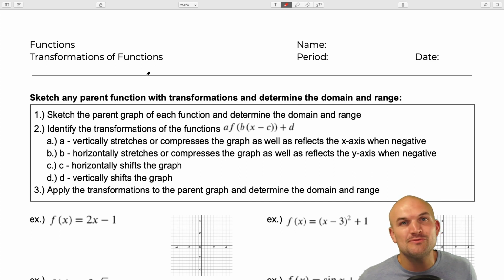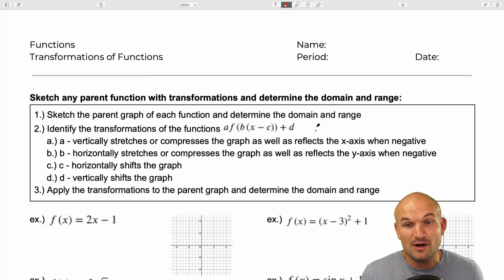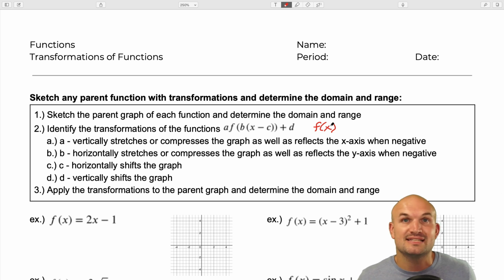Now it is time to actually practice applying our transformations as well as determining the domain and range. And again, as promised, I have a little guide for you to follow when identifying the transformations of a function. And you can see I'm using function notation because it doesn't matter what the function is, right? We have 12 parent functions that we are going to be applying these transformations to, and each of those transformations applies the same way, no matter what the function is.